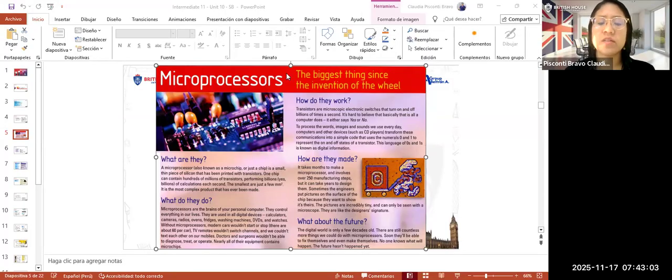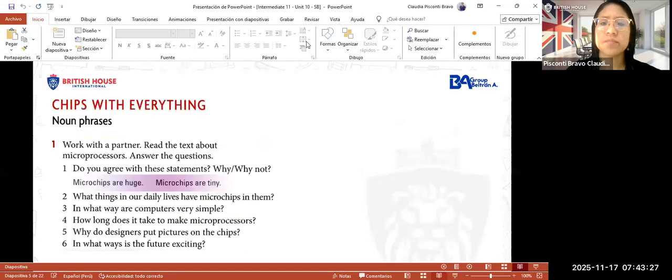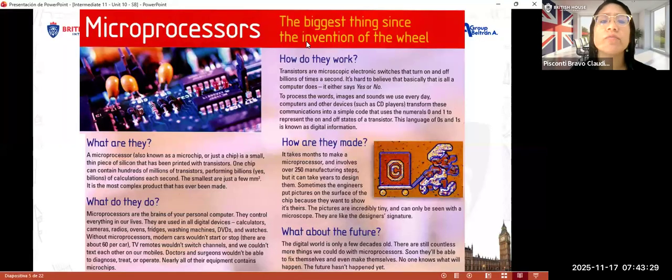I'm going to send you the reading over the Zoom chat and also the WhatsApp chat. Okay, wait a second, please. Okay, there it is. Okay, so this is the reading. Reading about microprocessors, the biggest thing since the invention of the wheel. So let's start reading about it.